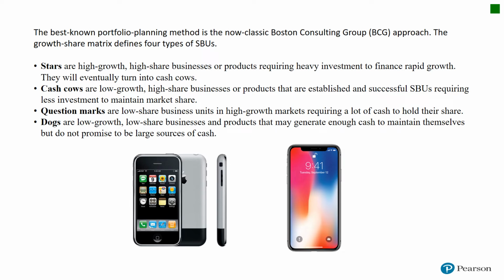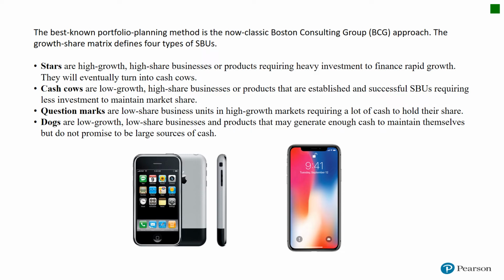Alright, these are the definition of each of the quadrants. For stars, high growth, high share businesses or products requiring heavy investment to finance rapid growth. So definitely for a new product in the market like the iPhone 11 that you have seen just now, it definitely needs a lot of investment from marketers in order to promote the products.